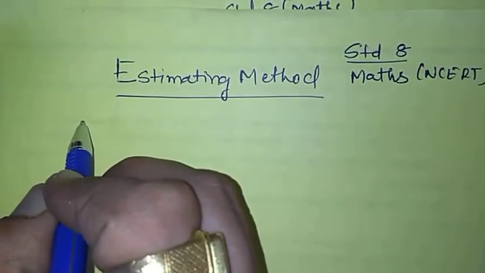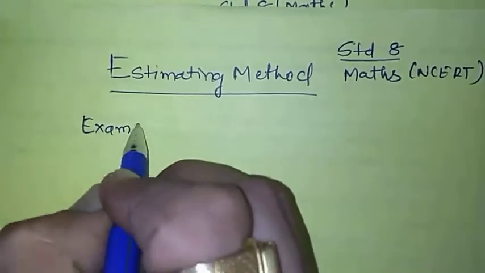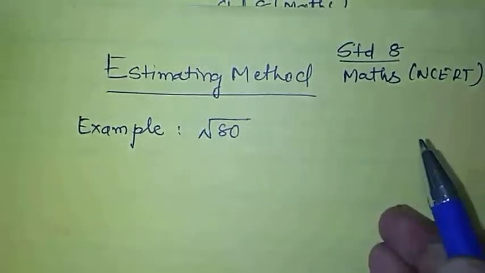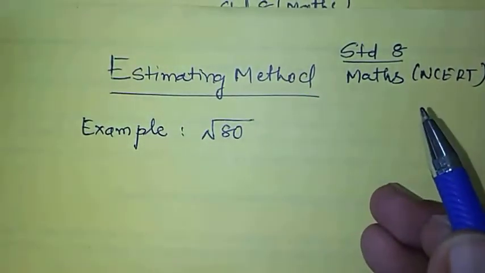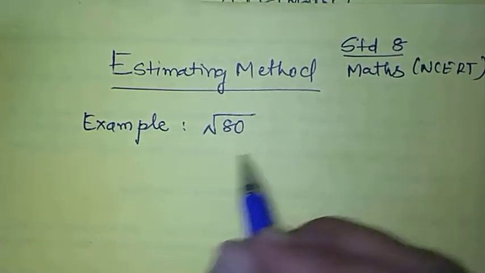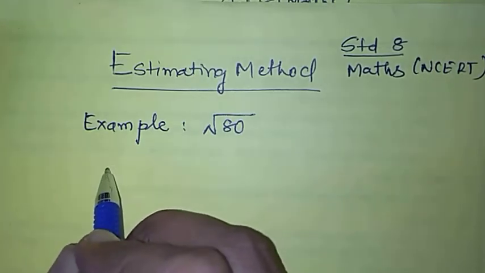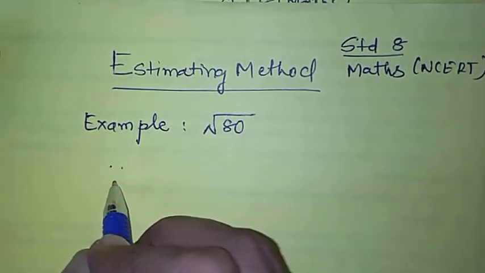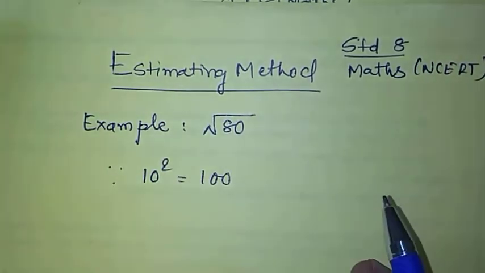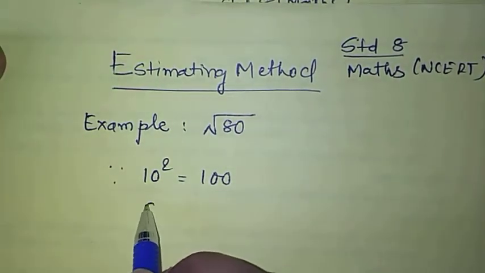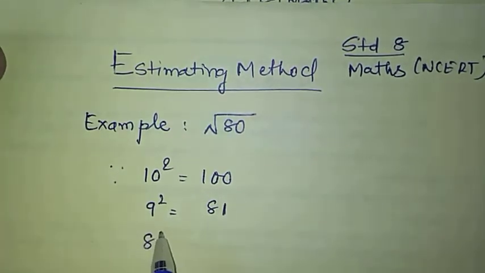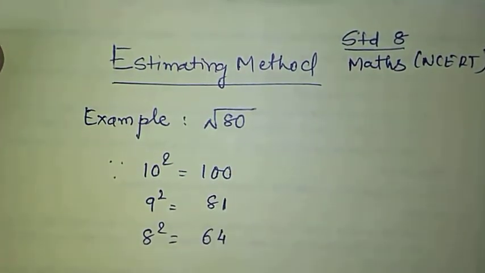For example, we need to find the square root of 80 with the estimating method. How can we find it? First of all, we know that 10 square is 100, 9 square is 9 nines are 81, and 8 square is 8 eights are 64.